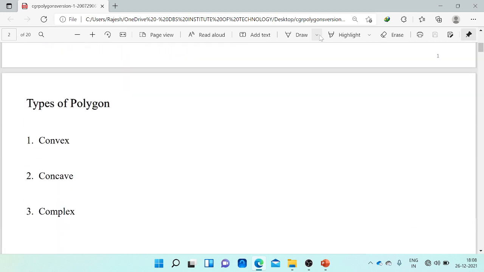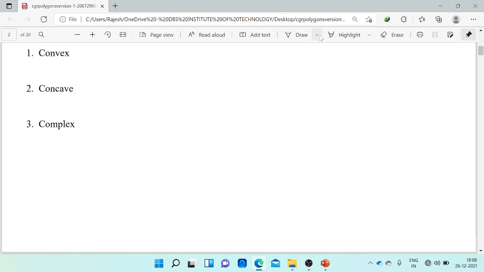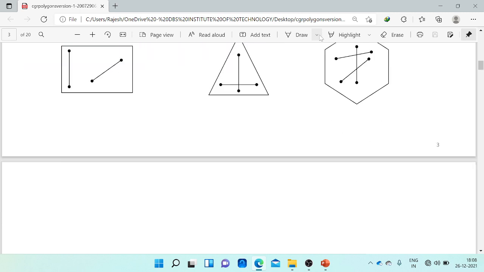So what are the types of polygons? Mainly there are three types: convex, concave, and complex. A convex polygon is a polygon in which, if we take any two points which are surely inside the polygon and draw a line joining these two points, all the points on that line lie inside the polygon. Then such a polygon is called a convex polygon.